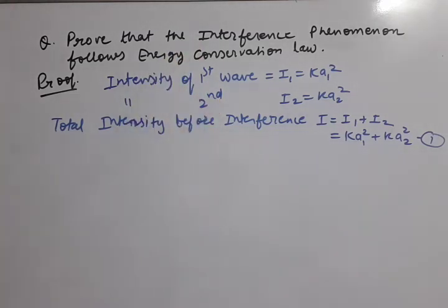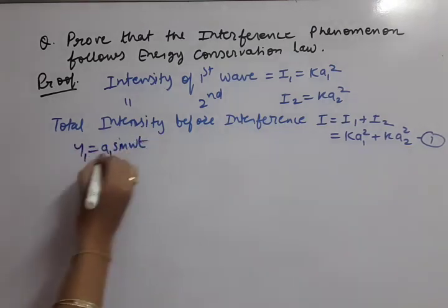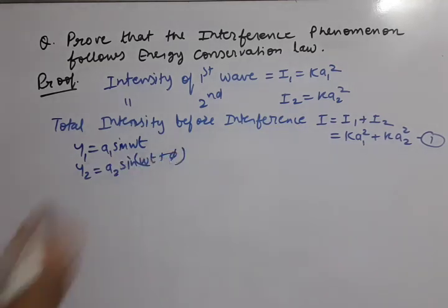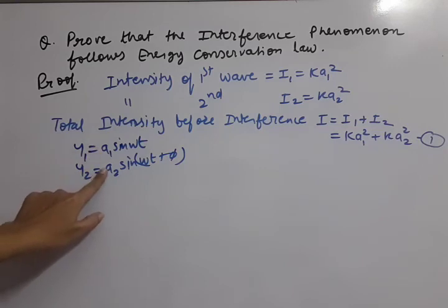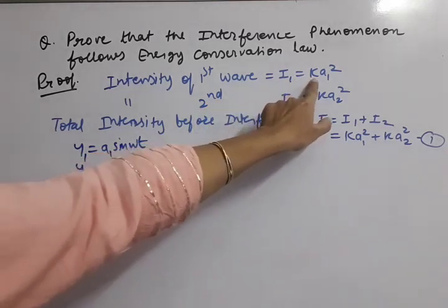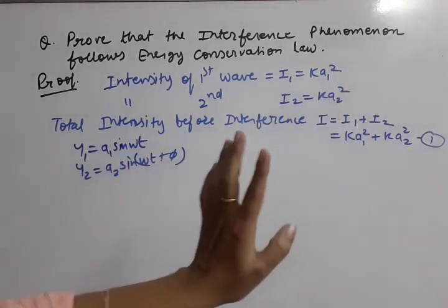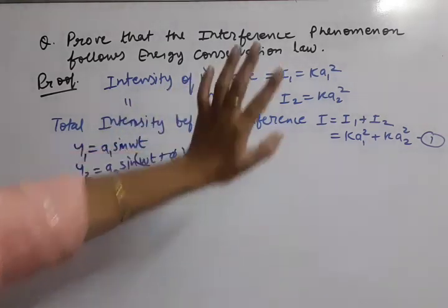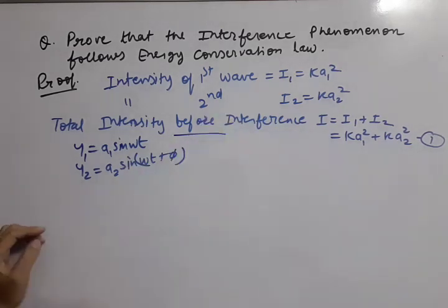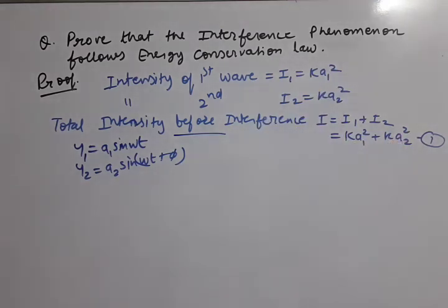We know that here we have taken two waves. Our first wave was y1 equal to a1 sine omega t. A1 was the amplitude. And the second wave was y2 equal to a2 sine (omega t plus phi). So a1 and a2 will decide the intensities. Intensity of the first wave we write as k a1 square, intensity of the second wave as k a2 square, since it is proportional to amplitude square. Till the time interference has not taken place, what is the total intensity before interference? Total I1 plus I2, both the waves are present: k a1 square plus k a2 square.